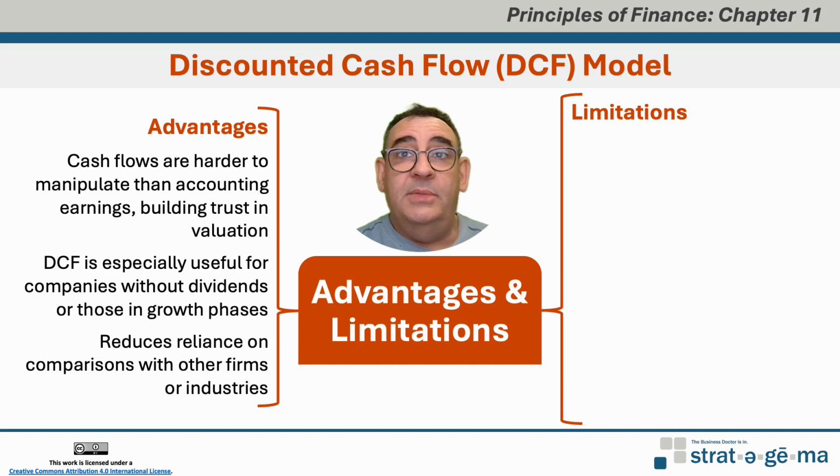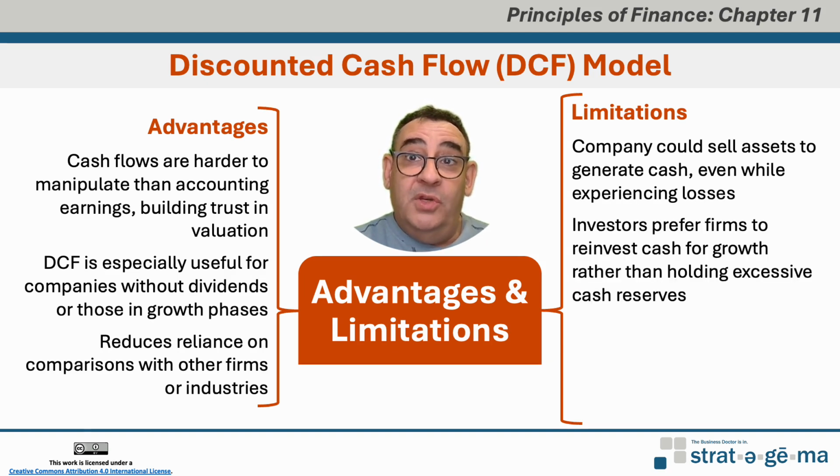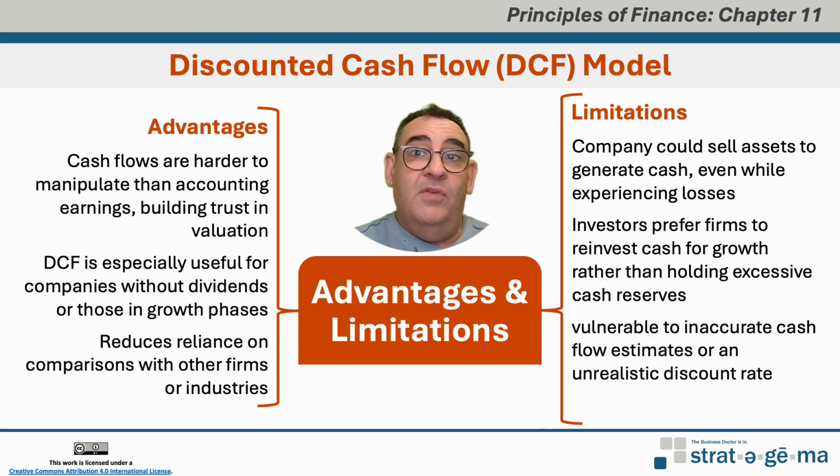On the downside or limitations, companies can sell assets to generate cash even while they're experiencing losses. So we have to be mindful of what is the source of cash generated, which is why looking at the cash flow statement of a firm is really critical. Sometimes investors would prefer to reinvest cash for growth rather than holding excessive cash reserves. Firms can be vulnerable to inaccurate cash flow estimates or an unrealistic discount rate.